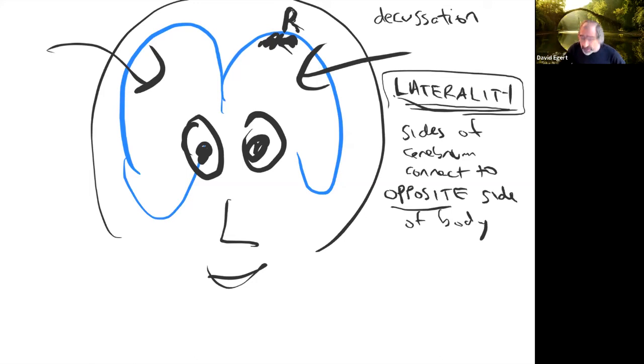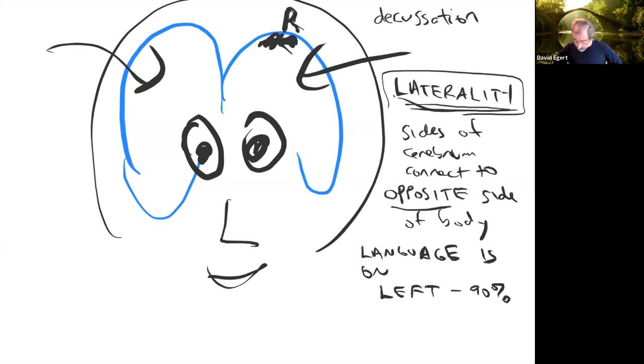Other things, you know, right and left are different in language. Language is on the left for like 90% of people. So if we're going to talk about Broca's area, Wernicke's area, these areas that are primarily for processing and production of language, for like 90% of the population, language is done on the left side of the brain. That means the right side of the brain, maybe 5%.